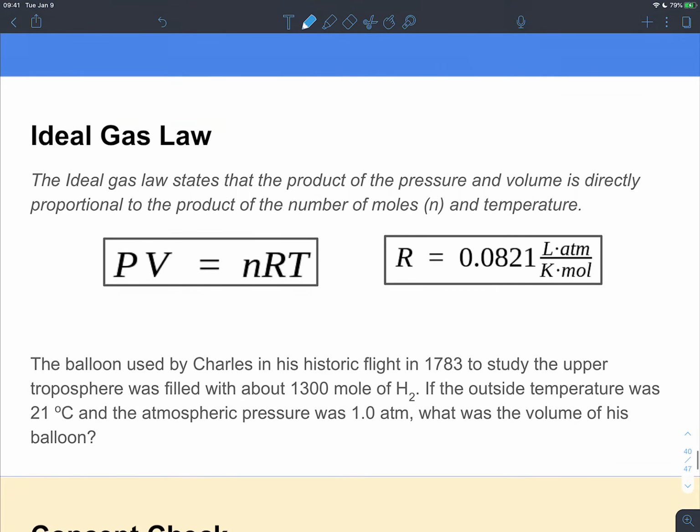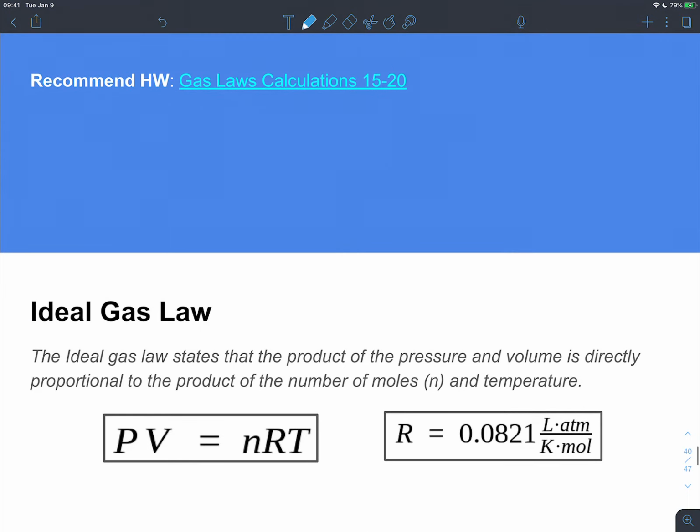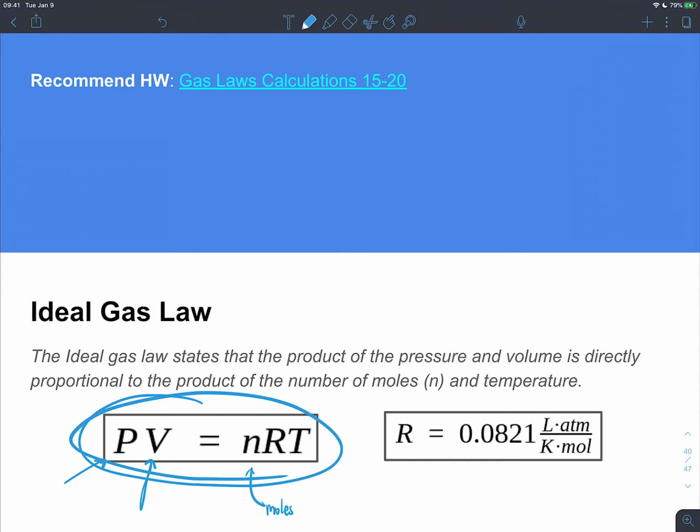So, the ideal gas law, first of all, this is the ideal gas law. You should just write it down. PV equals nRT. PV equals nRT. What do they stand for? Well, that P is pressure, given usually in atmospheres. This V is volume, usually given in liters. This n is the number of moles, number of particles, but in moles.